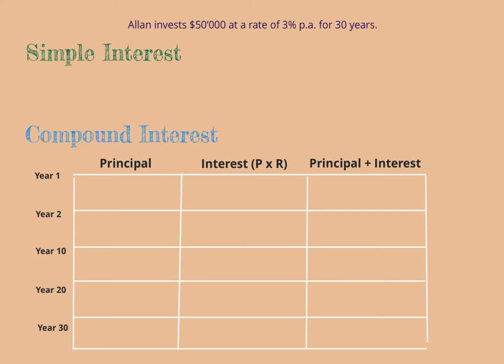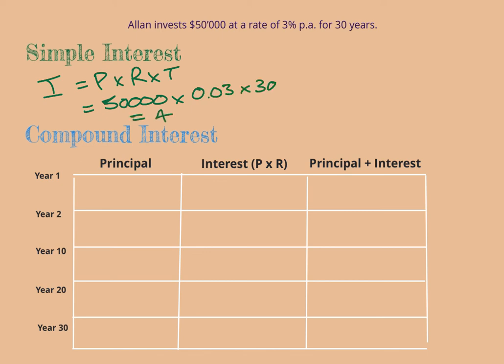So let's do this example here. Alan invests $50,000 at a rate of 3% per annum for 30 years. So using simple interest, I is equal to P times R times T. So the principal's 50,000. Oh, sorry, that looks like a 3. 50,000 times 3%, so 0.03 times 30. So Alan would earn 45,000 in interest.